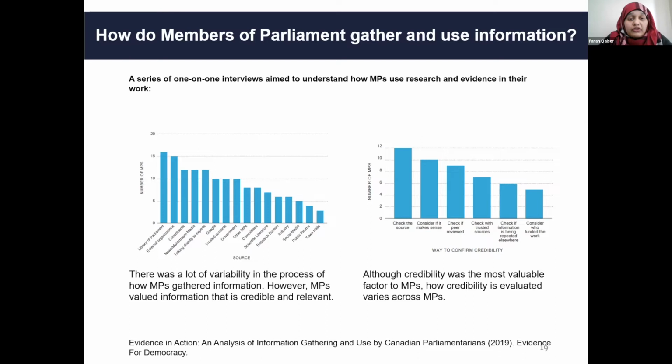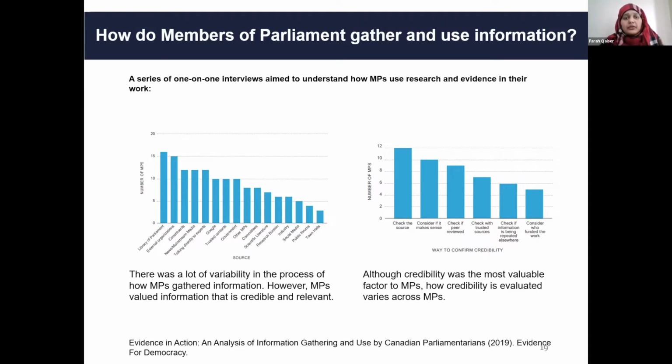Other sources of information include external organizations, constituents, so people in their riding that they represent. This is followed by news and mainstream media or talking directly to experts. And then, in third place, you see Google, you see trusted contacts, you see other people in the government, other MPs. And as we keep trailing downwards, you can see that committees are a source of information. And then you see scientific literature. So about 6 MPs say that they use scientific literature. And then there's also the Research Bureau, industry, social media, public forums, and town halls.